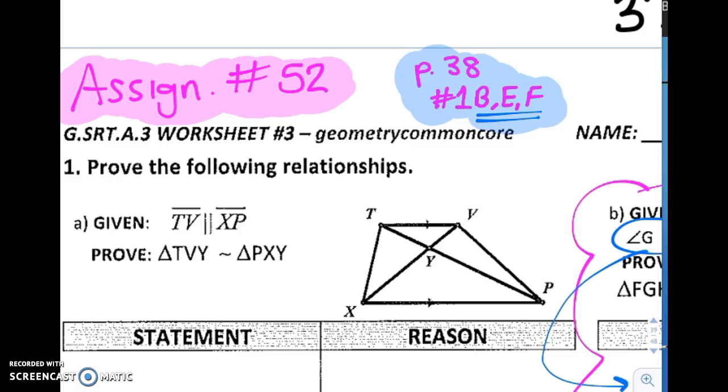Okay, so tonight's assignment is number 52, and it's only going to be 3 similarity proofs. We'll keep it pretty light. Page 38, number 1, B, E, and F. So it's B, E, and F on page 38.